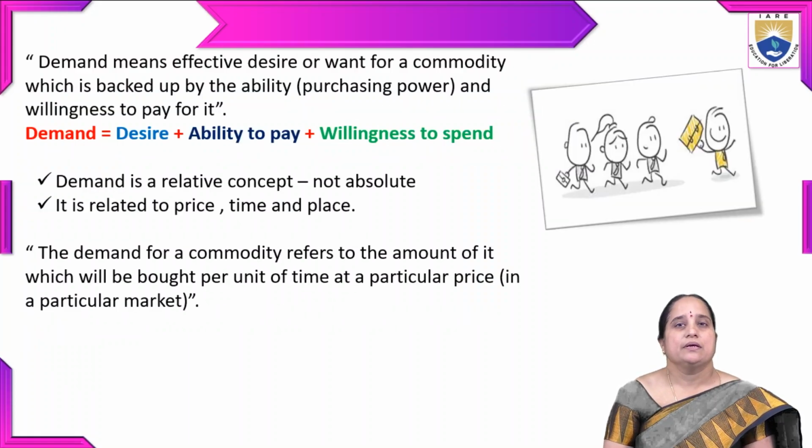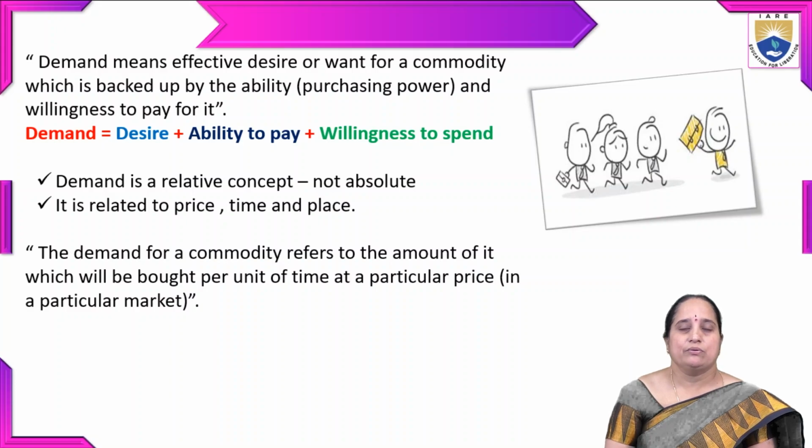Demand means effective desire or wants for a commodity which is backed by the ability and willingness to pay for it. The equation we consider for demand in simple terms: demand is equal to desire plus ability to pay plus willingness to spend. If you have desire alone, it may not be sufficient to acquire a product. Apart from desire, we need sufficient purchasing power. And even though you have purchasing power, it doesn't mean that you are willing to spend on various goods and services. All together is known as demand.